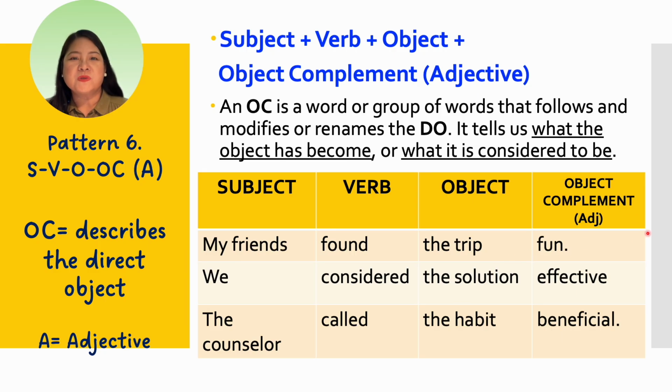So the OC is connected to the O, not to the subject. Okay? Fun does not describe my friends. Effective does not describe we. Beneficial does not describe the counselor. Rather, it describes the immediate word before it. Fun describes the trip. Effective describes the solution. Beneficial describes the habit. Okay? That's why it's an object complement or objective complement adjective.